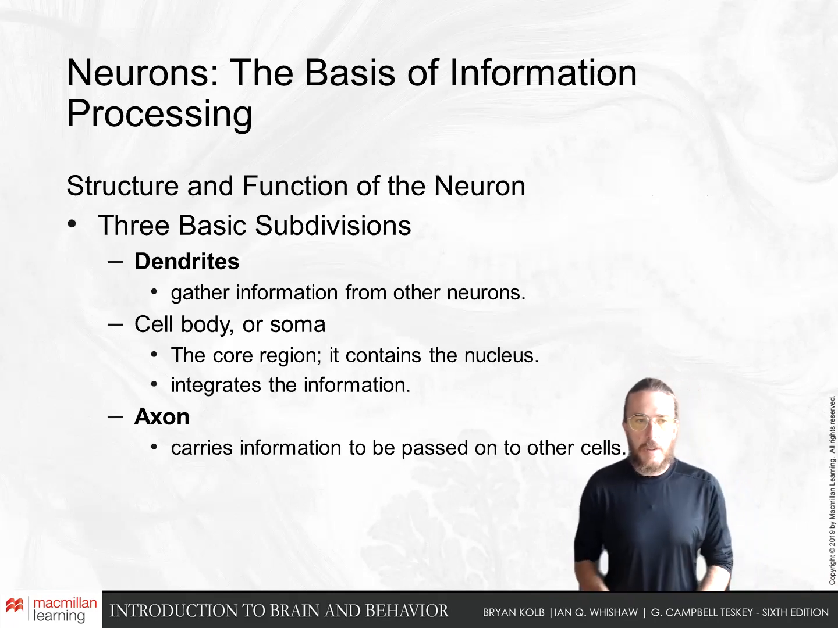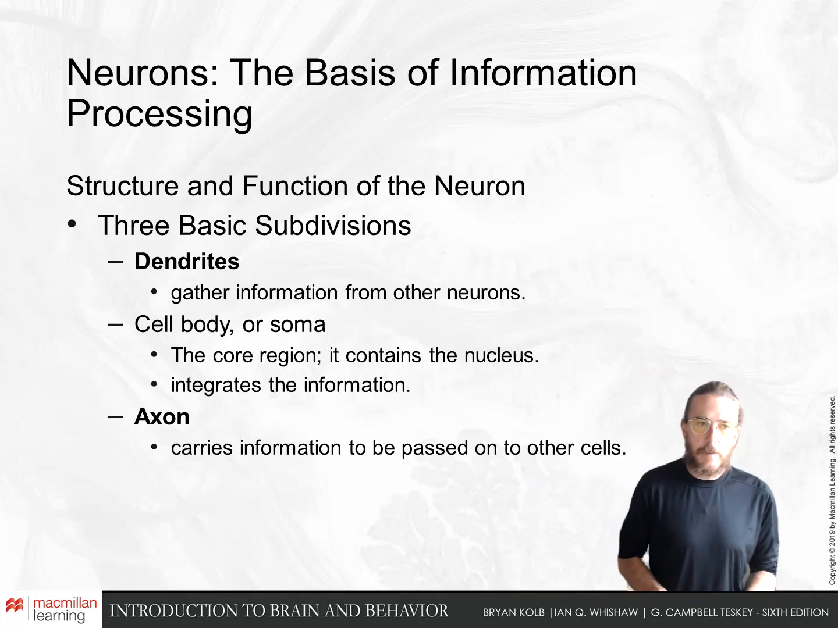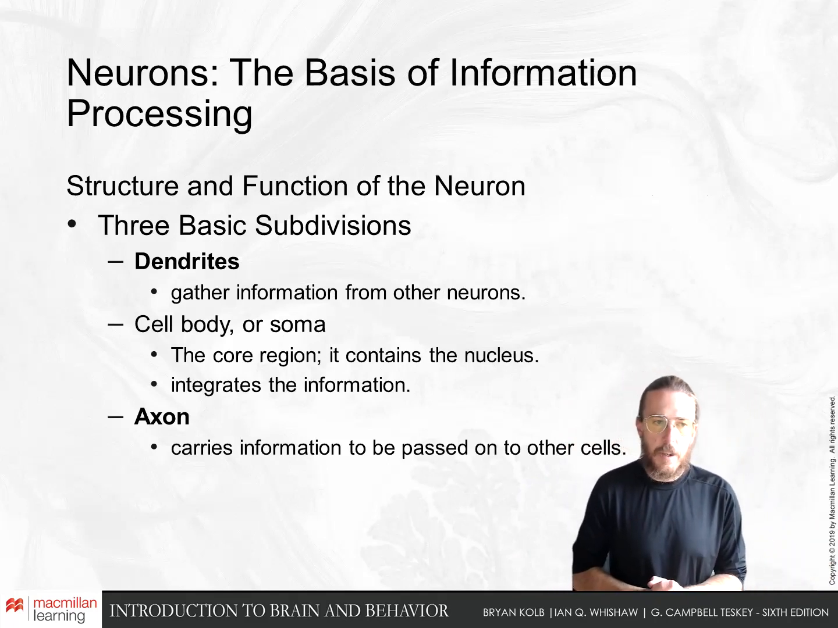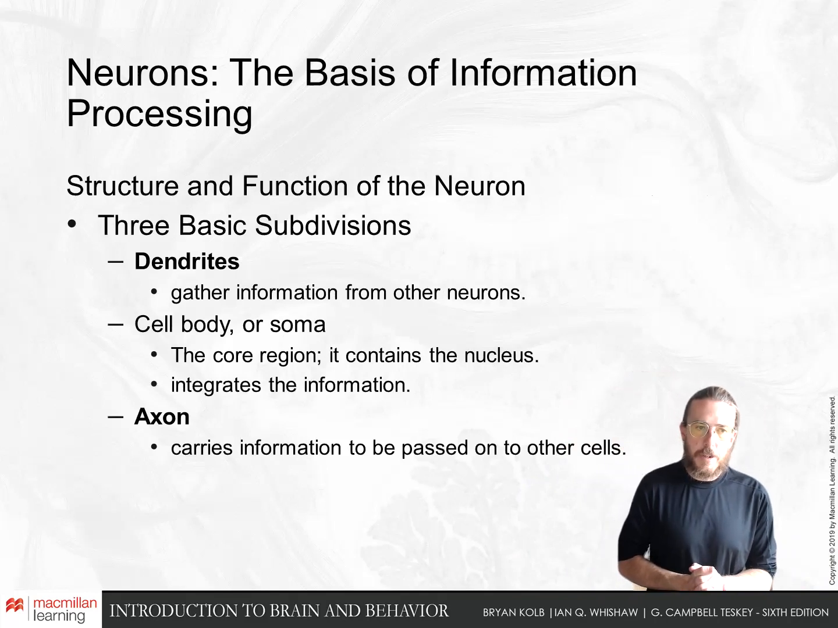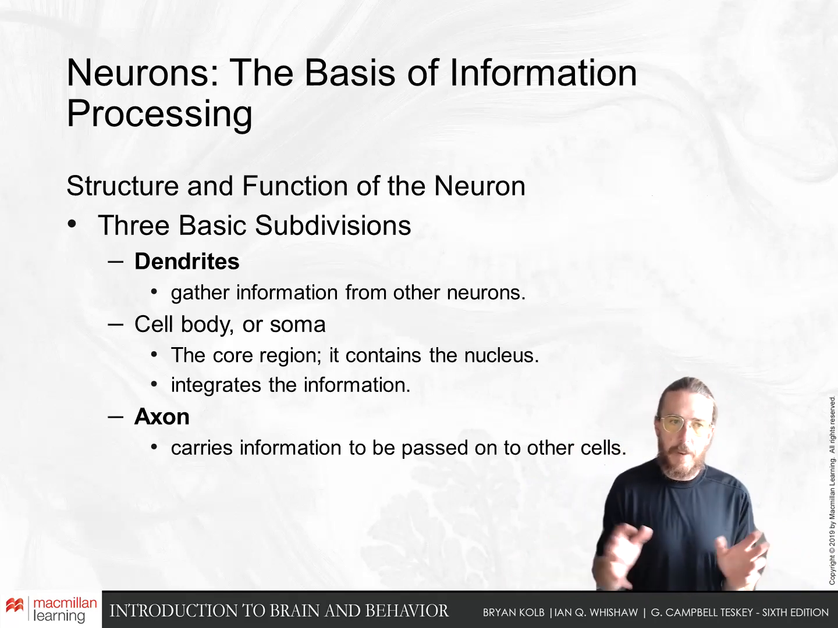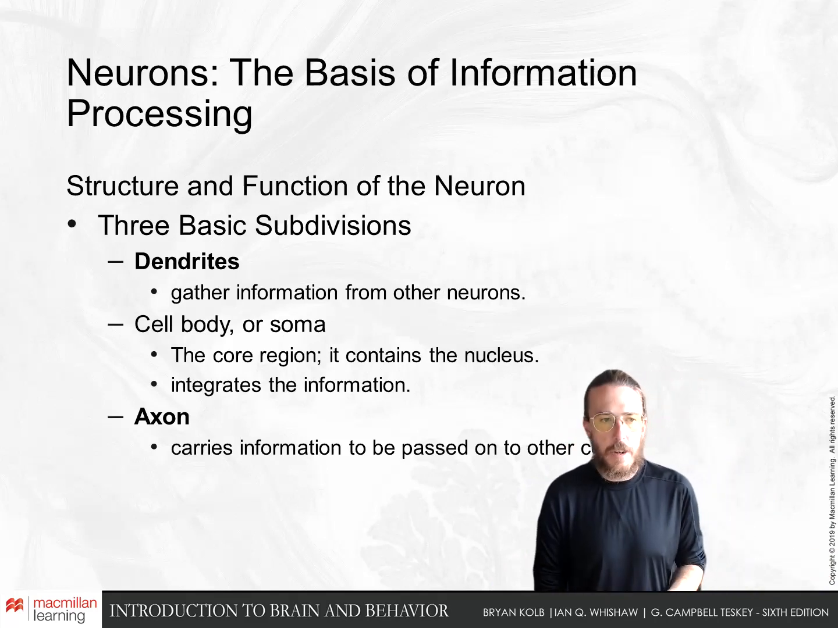So as we've seen, the cell can be divided into its dendrites, its cell body, or its axons, and we saw that the dendrites gather information from the previous neurons in the chain of information. The cell body integrates this information from the various parts of the dendrites together, and the axon carries information on to other cells.